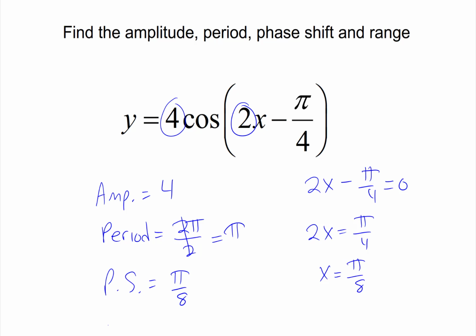Now, as far as our range, again, we don't have any vertical transformation, so the range is going to go as high as 4 and as low as negative 4, so from negative 4 to 4.